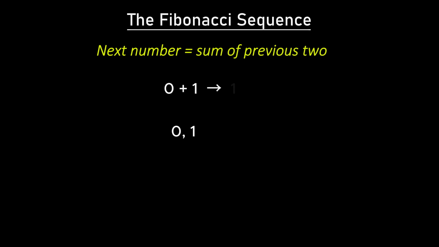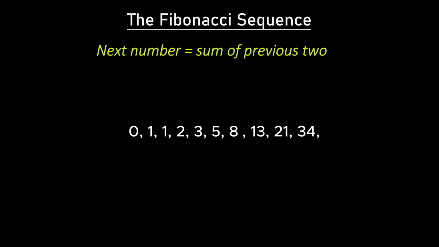0 plus 1 is 1. 1 plus 1 is 2. 1 plus 2 is 3. 2 plus 3 is 5. 3 plus 5 is 8. As we continue, the numbers grow. Let's list a few more: 13, 21, 34, 55, 89, and 144.